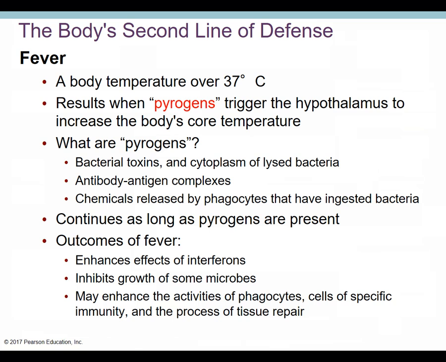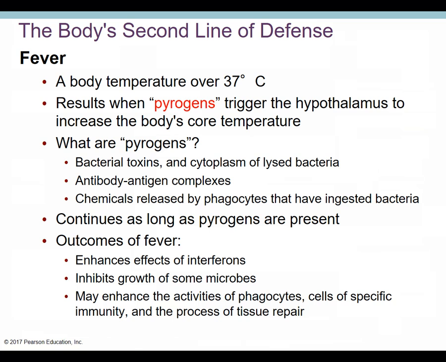So also part of the second line of defense is fever. Fever brings up the body temperature above 37, and it results when molecules called pyrogens trigger the hypothalamus to increase the body's core temperature. So a pyrogen includes bacterial toxins and other parts of bacteria, antigen-antibody complexes, and other chemicals released by phagocytes. So the fever will continue as long as the pyrogens are present.